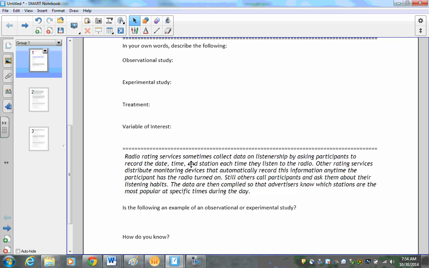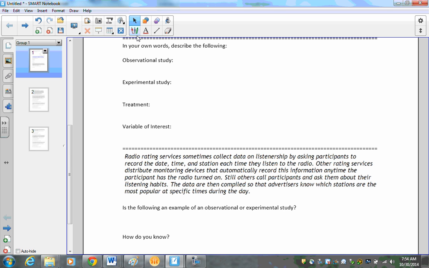Radio rating services sometimes collect data on listenership by asking participants to record the date, time, and station they listen to the radio. Other ratings services distribute monitoring service. Okay, whatever. Students can still participate about their listening habits.